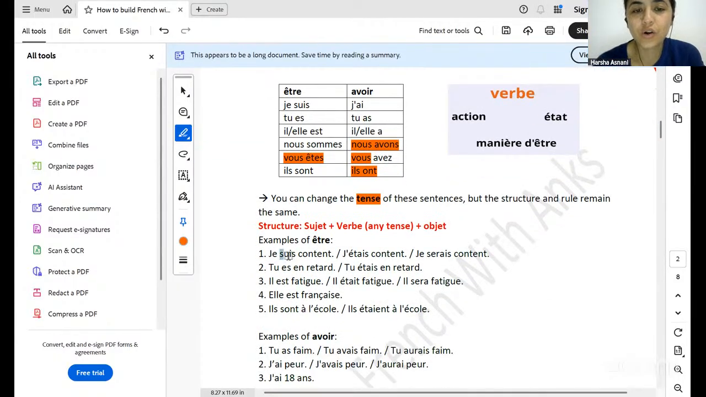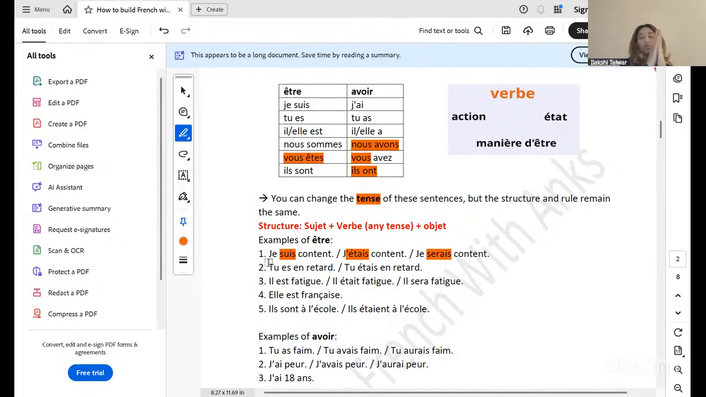Je suis content. Very nice. Je suis content. J'étais content. Super. J'étais content. Je serai content. Je serai content. Super. Do we also know what is the difference between them by any chance? Yes, I am happy. I was happy. I will be happy. Perfect. Very nice.